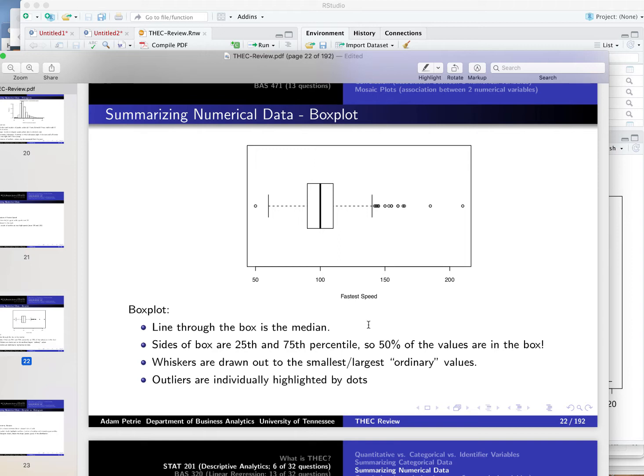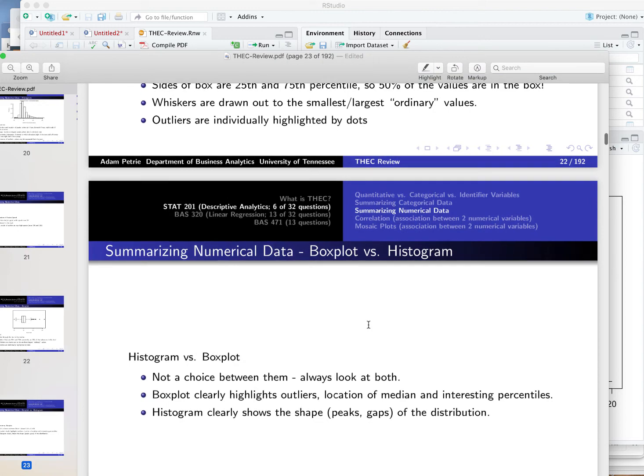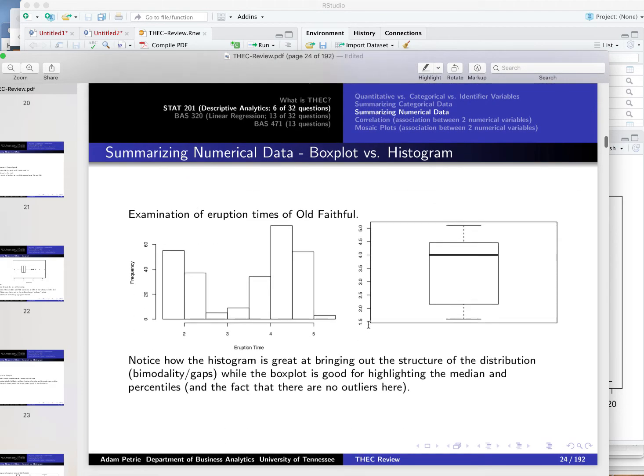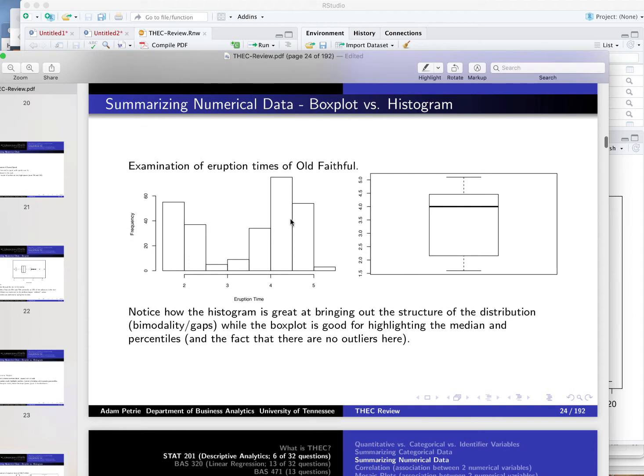But the box plot can't be used as our only visualization. The histogram and the box plot are complementary because the histogram can tell you things that the box plot can't. Back to that Old Faithful data, notice we have this bimodal distribution with peaks around 2 minutes and 4 minutes. That bimodality is completely hidden by the box plot. The box plot isn't designed to show the structure or the shape of the distribution. It's more interested in letting you know what the midpoint is, what the percentiles are, and what separates ordinary values from outliers.